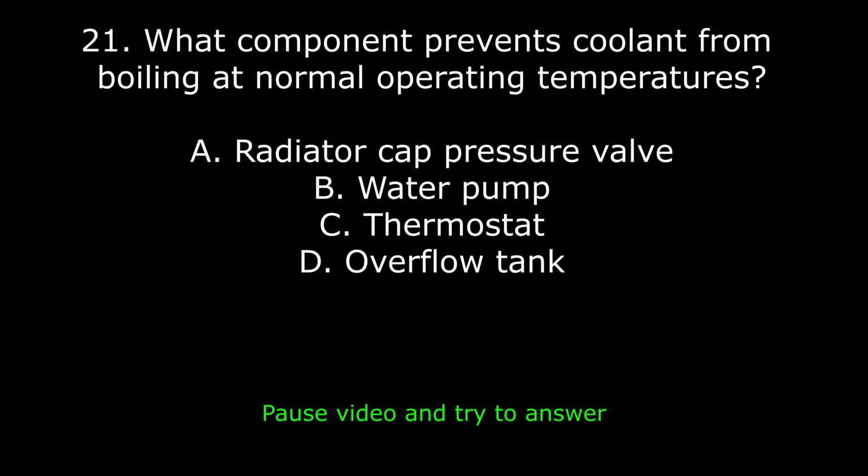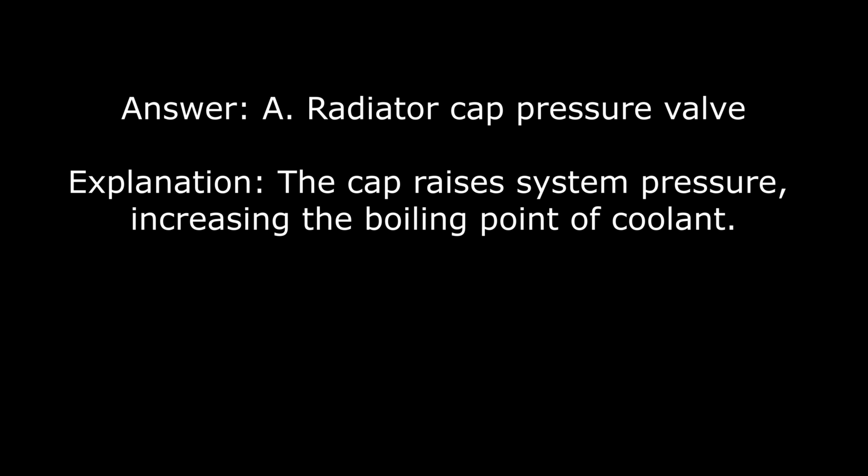21. What component prevents coolant from boiling at normal operating temperatures? A. Radiator cap pressure valve. B. Water pump. C. Thermostat. D. Overflow tank. Answer: A. Radiator cap pressure valve. The cap raises system pressure, increasing the boiling point of coolant.